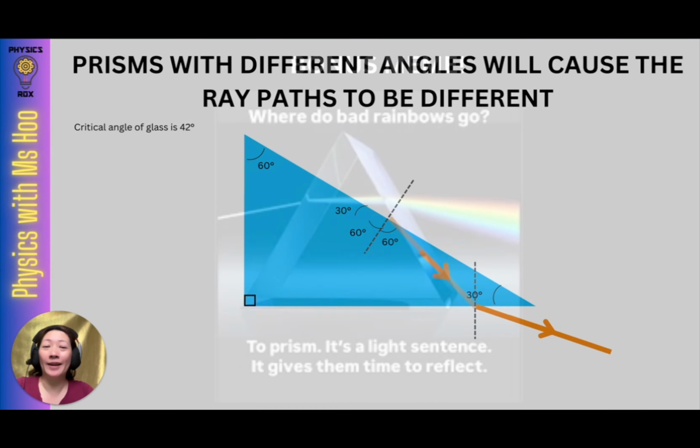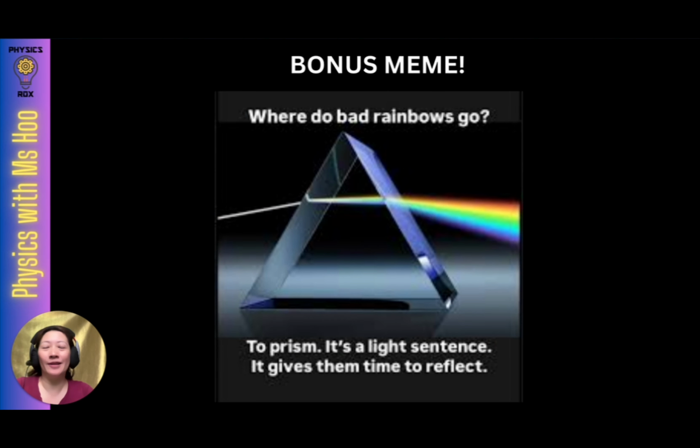By the way, here's a bonus meme because my slides are never complete without a meme. So where do bad rainbows go? They go to prism. It's a light sentence. It gives them time to reflect. So now that we've gotten our quota for lame laughs, let's move on with the lesson.